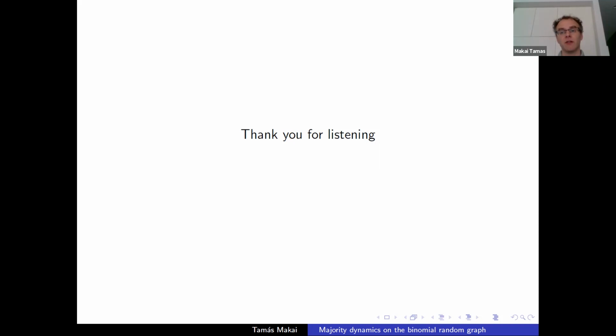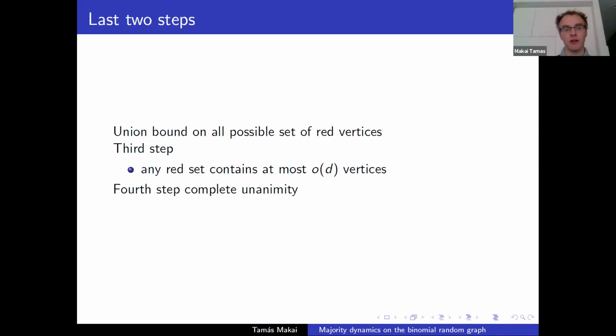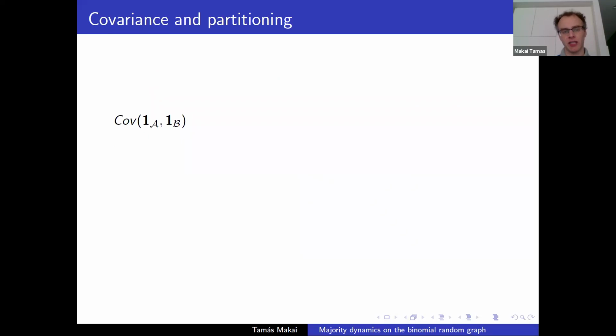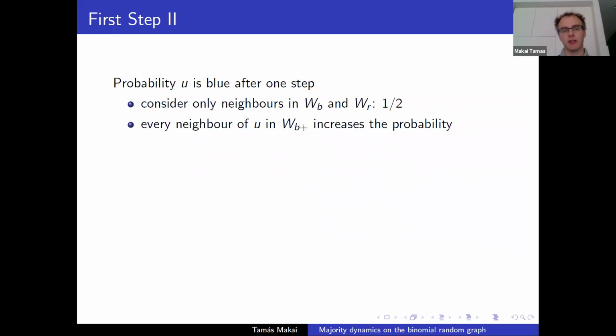I mentioned the result of Zehmakan. He made a bias towards blue, which then resulted in blue winning quickly, basically. It really depends what your starting distribution is. And for which graphs is Zehmakan's result again? Zehmakan did everything above the connectivity threshold, so when the average degree is larger than log n.